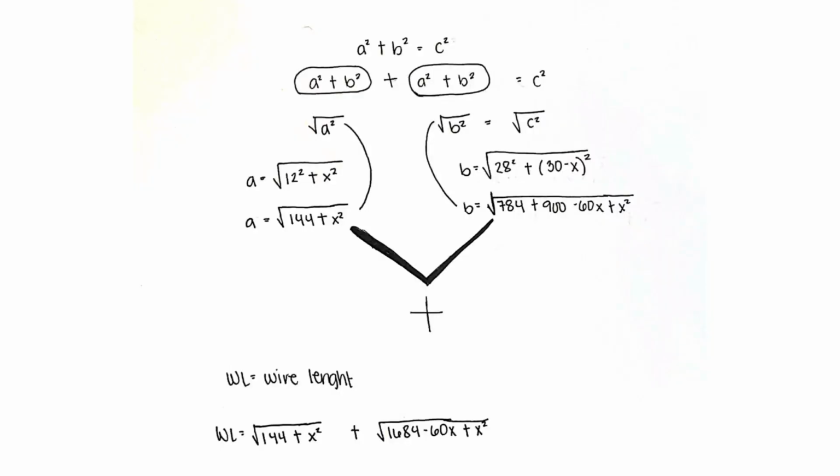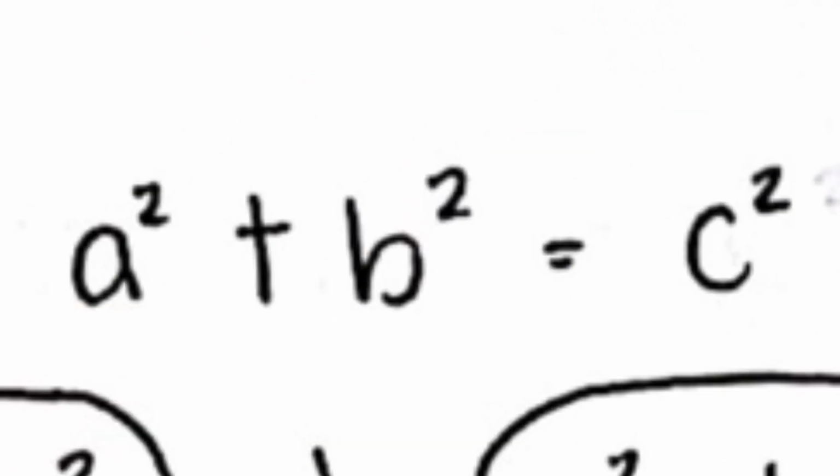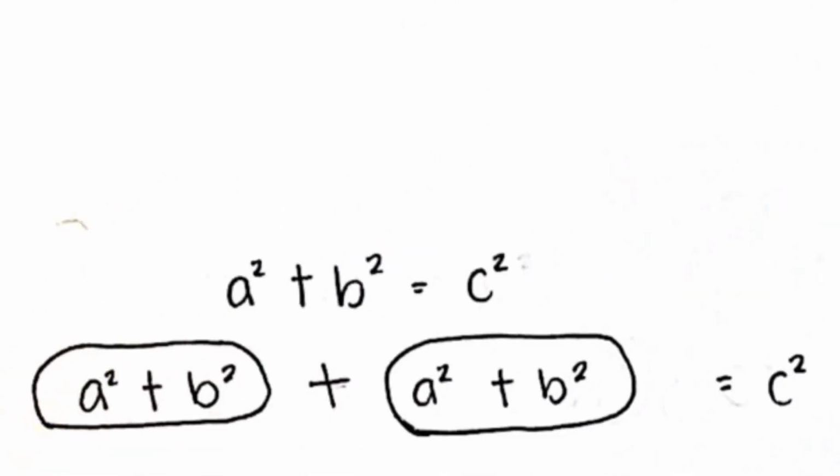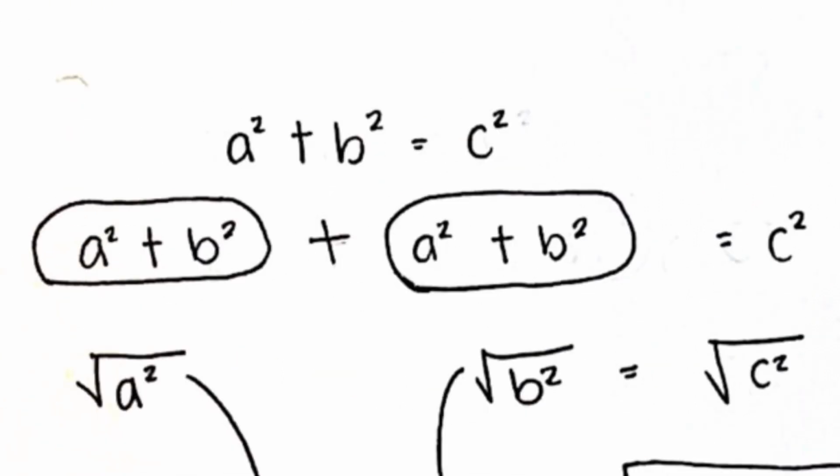Our shape equation is the Pythagorean theorem. So we have a squared plus b squared equals c squared. Since we are dealing with the total length of wire, we are going to add two triangles together. So we have a squared plus b squared plus a squared plus b squared equals c squared. Simplify this equation and let a squared plus b squared be a squared and a squared plus b squared be b squared, then equal to c squared. Since we have c squared, we need to square root both sides to remove the squared.